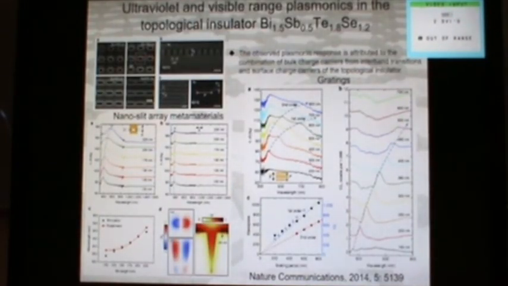Also, there's some other research on plasmons in topological insulators. I don't know whether we can call this a topological insulator, because they don't have evidence of the topological status of this material. But they make this material into nanostructures, a nanosleeve array, and they can see the plasmon resonance in the visible range, 400 to 600 nanometers. And you can also cut this material into gratings, so you can observe plasmon resonance in the whole visible range.